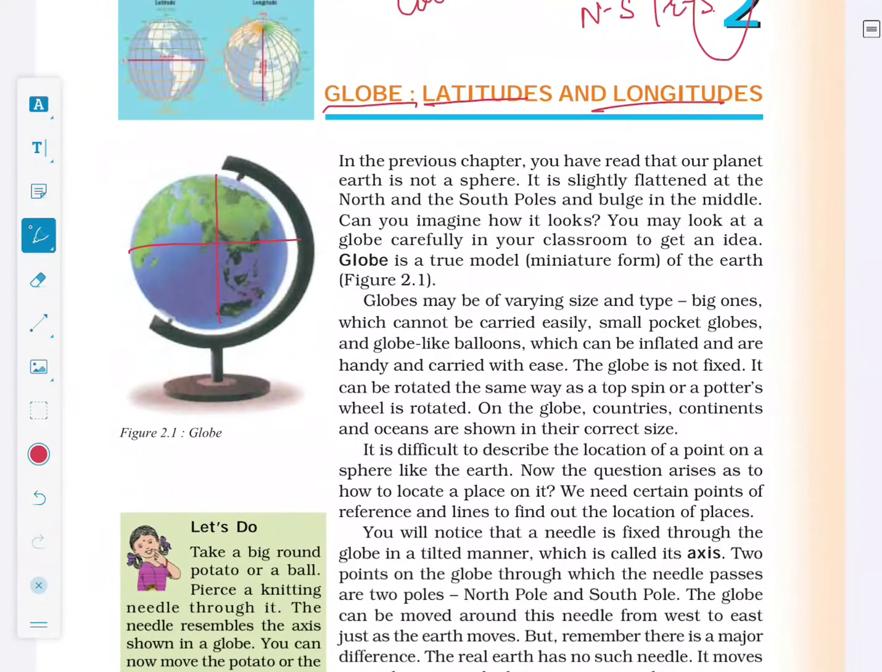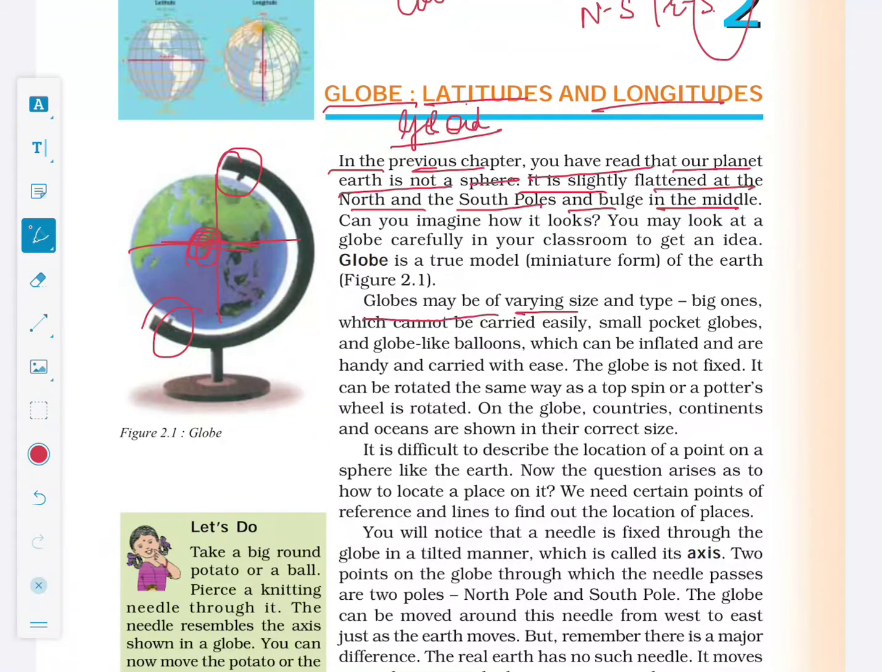In the previous chapter, you have read that planet Earth is not a sphere. We all know that Earth is not sphere. Its shape is like a geoid, which means Earth-like shape. It is slightly flattened at the north and the south poles and bulge in the middle.